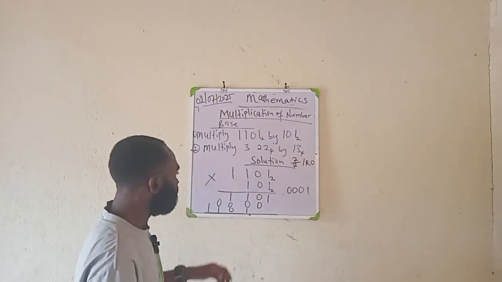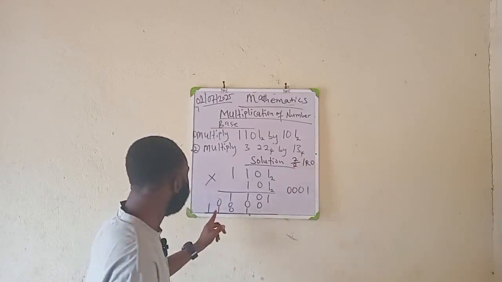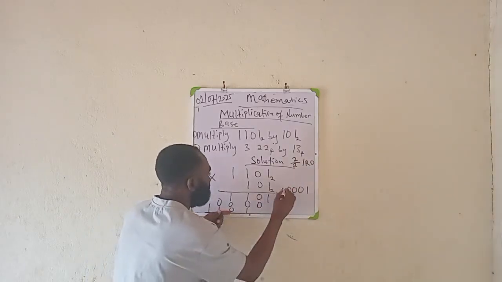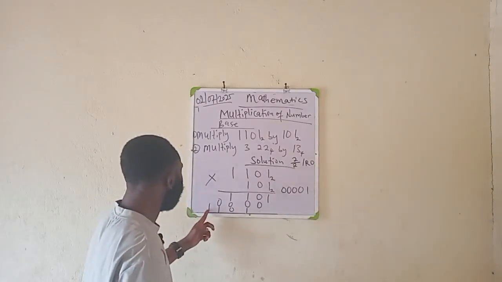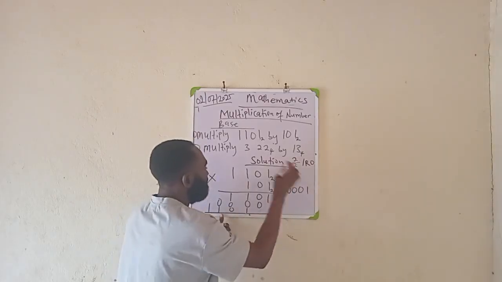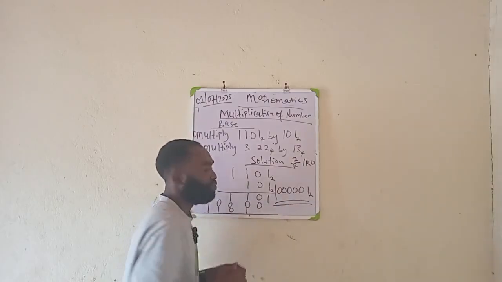Then you will still take this 1 here to the next. It will still give you 2. The same thing, 0. Take it to the next number, which is 2 again. 0. Then that whole number will be here in base 2.